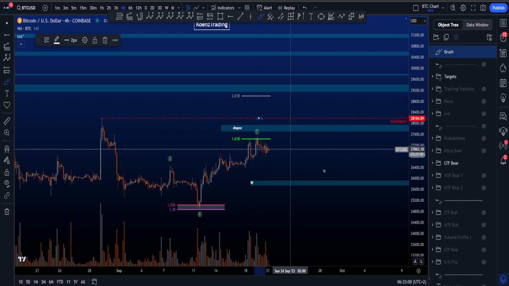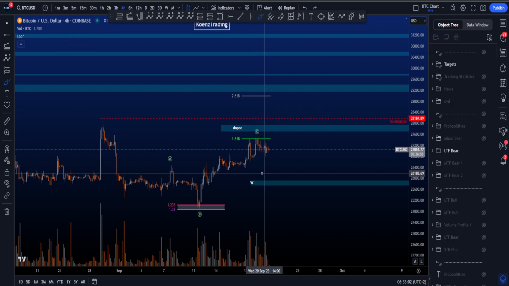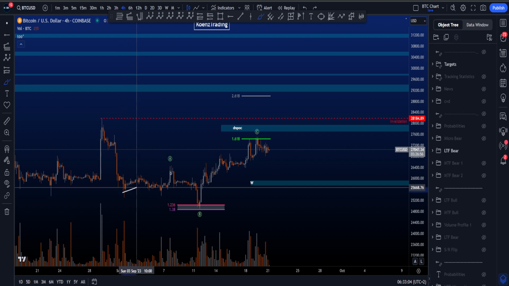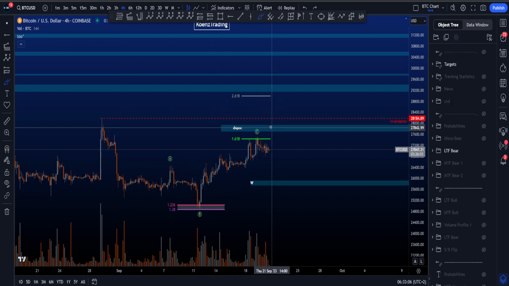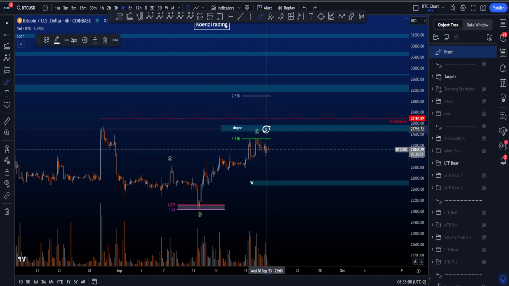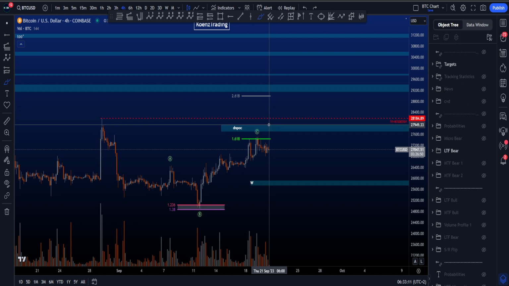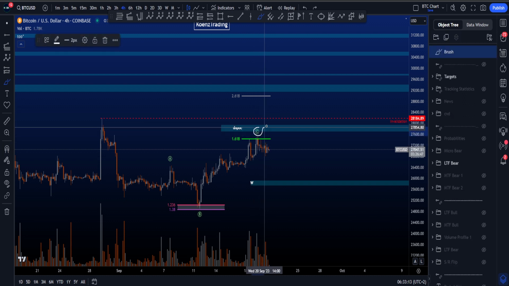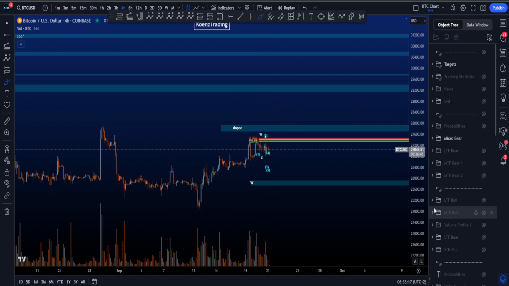The invalidation is over here at 28.1k, as then we have to look for other structures preferably than an ABC flat over here. But even if price moves to the upside around 27.7k, 27.9k, it can still be valid for a wave C before a move to the downside. We have to observe the reaction in that particular area.